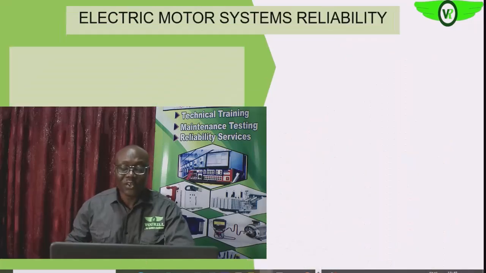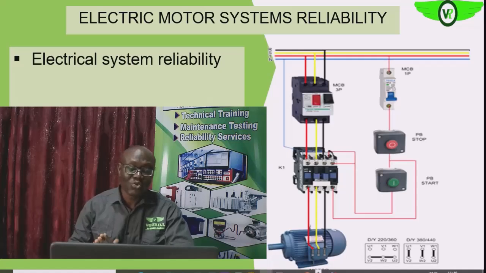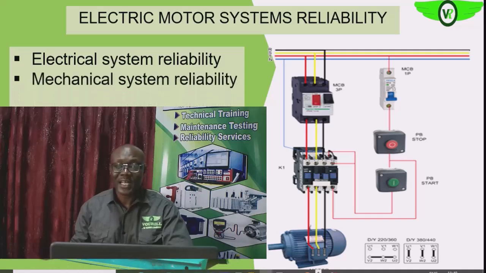Now, we are still on the electric motor system reliability. Remember, we segmented the electric motor system into two. Are we getting it? Remember, we considered that the reliability of the load will also affect the reliability of the electric motor system, as we discussed earlier. To ensure the reliability of the system, we ensure the reliability of the electrical parts and also the mechanical parts of the system.